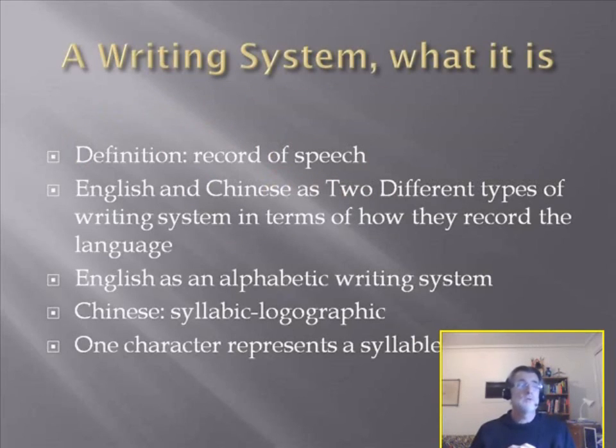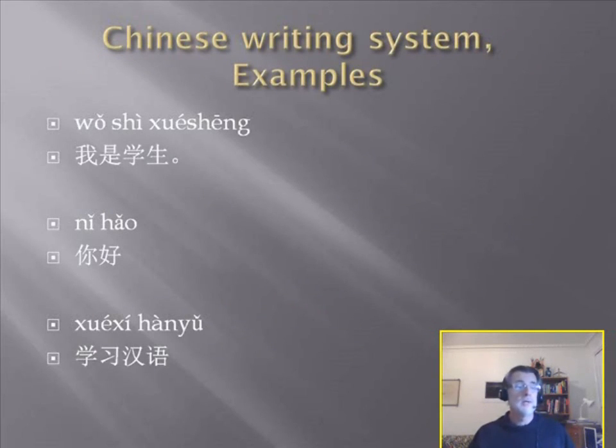All right, so we're going to talk firstly about a writing system and what that is. A basic definition of a writing system is that it is a record of speech. English and Chinese have two different types of writing systems in terms of how they record language. English is alphabetic, based on an alphabet system of recording language, of recording sound. It's a phonetic system, whereas Chinese characters are called syllabic logographic. We'll explain a little bit more about that as we go along, but essentially it means that one character represents one syllable, and we've talked about that in lectures before.